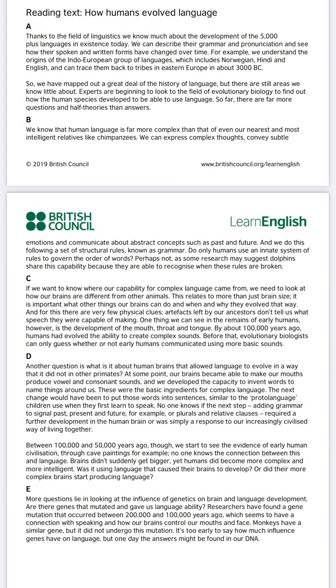If we want to know where our capability for complex language came from, we need to look at how our brains are different from other animals. This relates to more than just brain size. It is important what other things our brain can do and when and why they evolved the way they did. And for this, there are very few physical clues. Artifacts left by our ancestors don't tell us what speech they were capable of making.